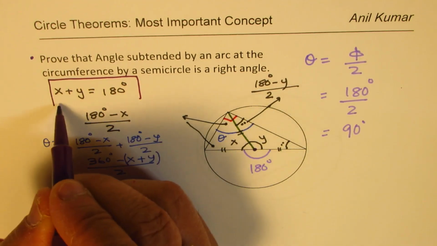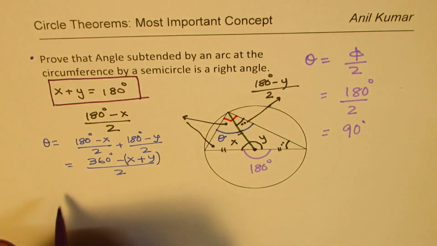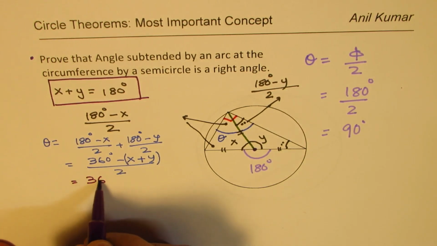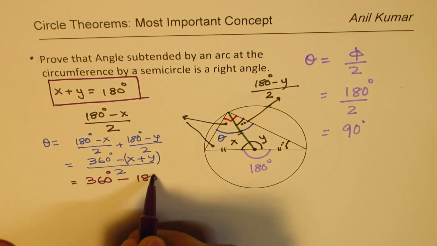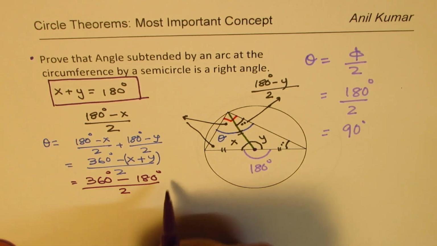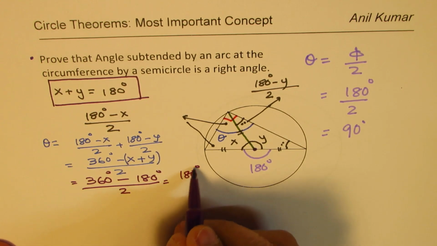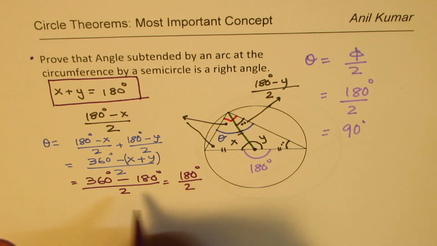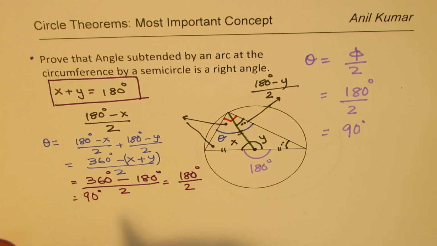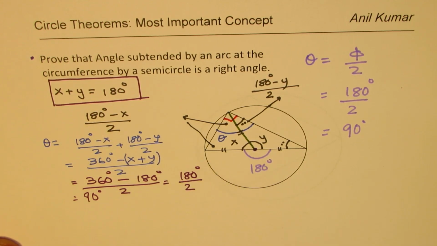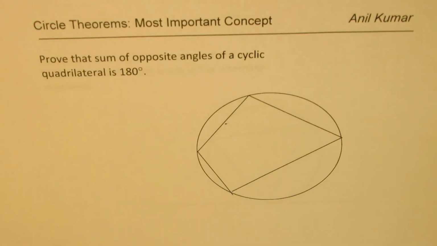Because it is the diameter. Since x plus y is 180 degrees, we could write this as (360 degrees minus 180 degrees) over 2, or 180 degrees over 2, which gives you the expected 90 degrees. Do you see that? So you could actually prove it in this fashion, just as we proved the first theorem. I hope that makes sense, right? Let's move on and take the next theorem.